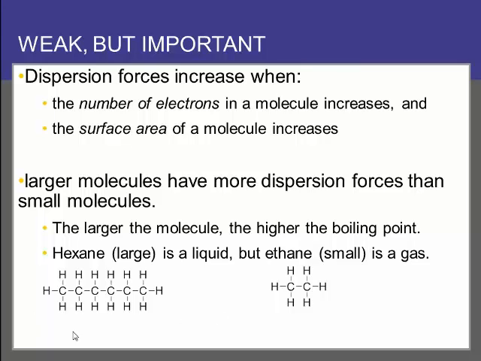So if we compare hexane, which is a nonpolar hydrocarbon, to ethane, which is also a nonpolar hydrocarbon, but much smaller than hexane, at room temperature, hexane is a liquid, but ethane is a gas. So ethane has already boiled at room temperature, and the molecules are not held together very strongly, certainly not as strongly as hexane, because there are a lot more electrons in hexane. Each of these carbon-hydrogen bonds contains 2 electrons, whereas there are much fewer carbon-hydrogen bonds in ethane. So the bigger the molecule, the stronger the dispersion forces.